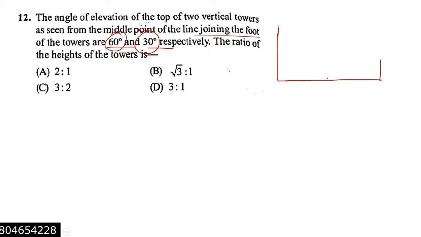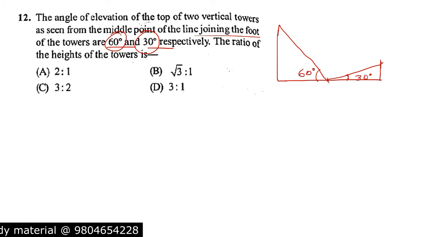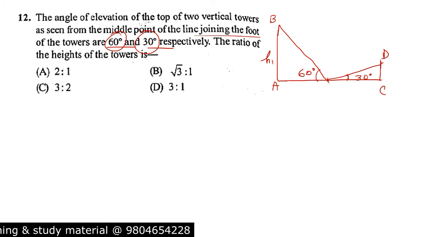So what we have here is that from the center point, joining the line of the foot of the towers, this is the center point. For this tower, this is a flat angle. For the same point, this tall tower, the angle is sharp. So this is the smaller angle, 30 degree, and this is the larger angle, 60 degree. Let's put AB, this is tower number 1, and let's put CD, that is tower number 2. The angles are given, and let's say the tall tower height is H1, the short one is H2. And what else do we need to know?